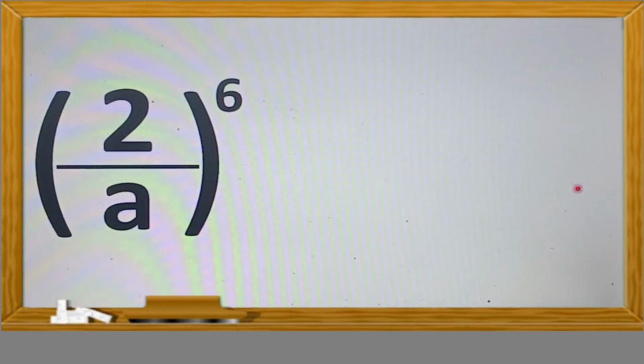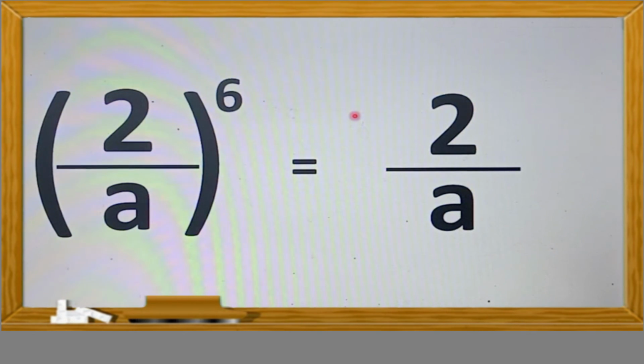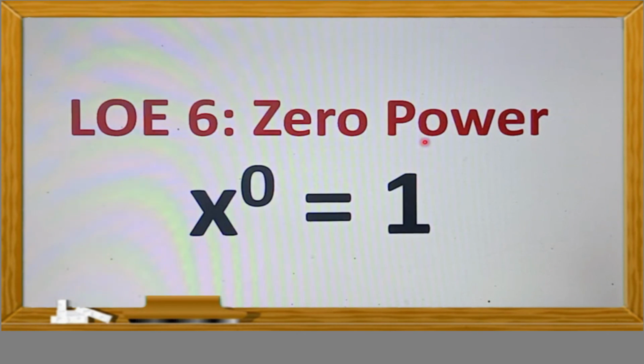Then another: 2 over a, raised to 6. We have 2 over a, then the exponent 6, so we have 2 raised to 6 over a raised to 6. And then law of exponent number 6, the zero power. So x raised to 0 is equal to 1.